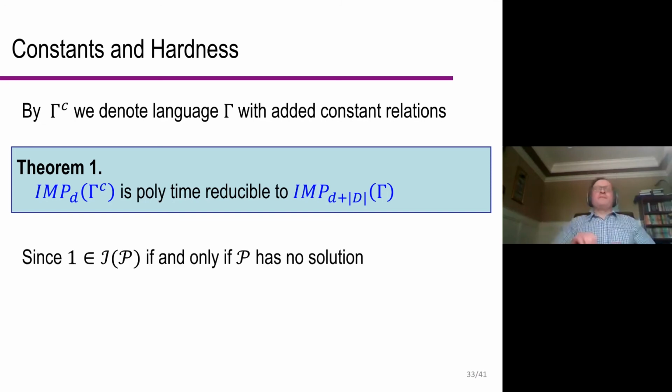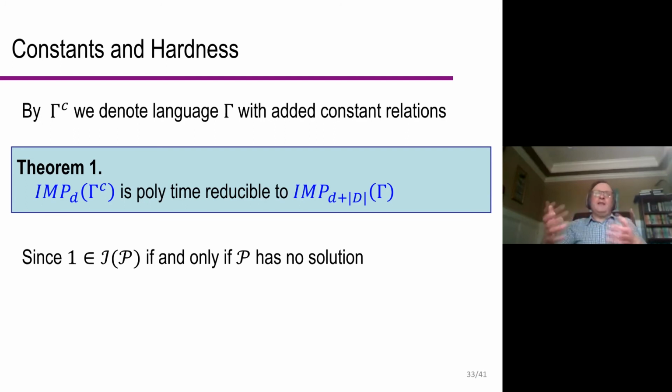How do we do that? Remember our arguments when we were talking about two coloring, that our graph doesn't have a two coloring if and only if the constant polynomial 1 belongs to the ideal. So if you think about it, our instance of the CSP doesn't have a solution. If it doesn't have a solution, the corresponding ideal doesn't have zeros, and therefore the constant polynomial belongs to that ideal.